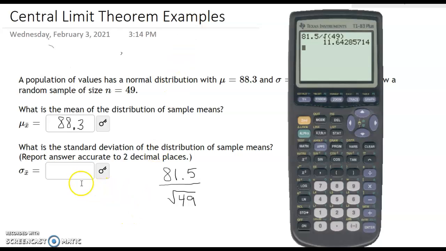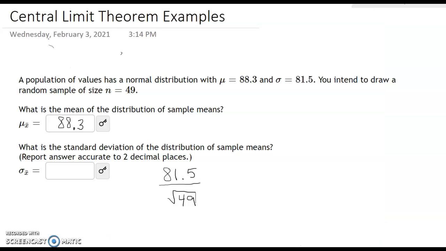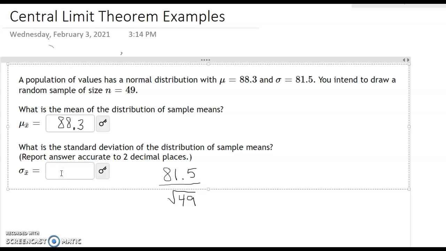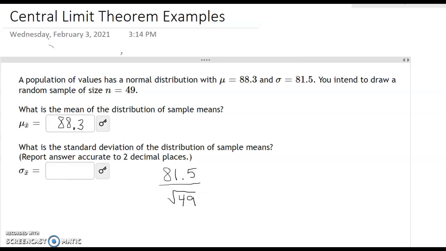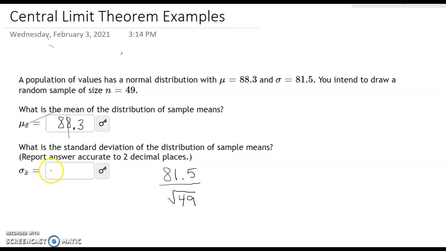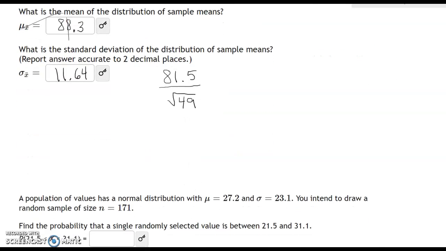So that's 11.64. So with the standard deviation, we take the population standard deviation, divide by the square root of n. So that's the first question. They're just asking you, what is the mean and what is the standard deviation?